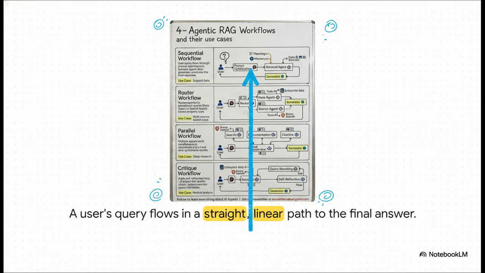The process here is actually pretty elegant in its simplicity. As you can see, the user's query just flows down this nice, clean, linear path. First, it gets a little tune-up with prompt optimization to make the question crystal clear. Then, the retrieval agent goes and grabs the right data. And finally, the generator puts it all together into the final response. It's basically an assembly line for answers.